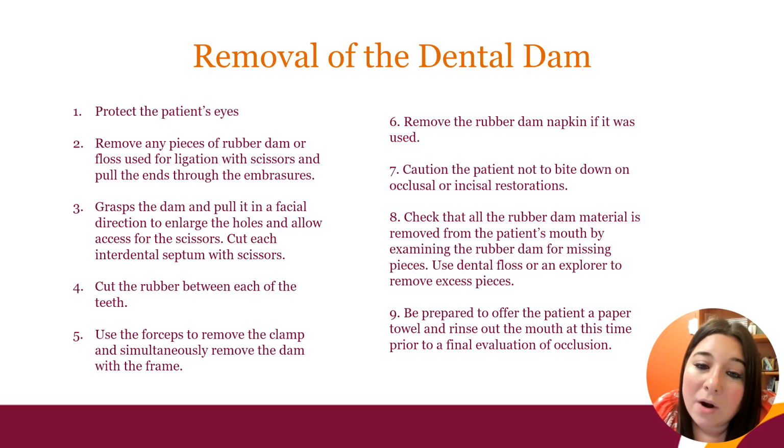We're going to check that all the rubber dam material is removed. Use dental floss or an explorer to remove extra pieces that may still be in there. And then be prepared to offer the patient a paper towel or a mouth rinse, something to wash out with at this time. Before that occlusion is evaluated.